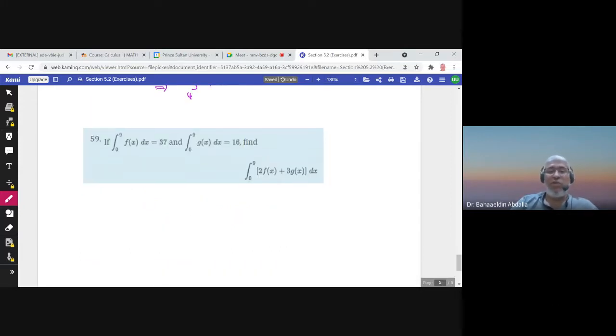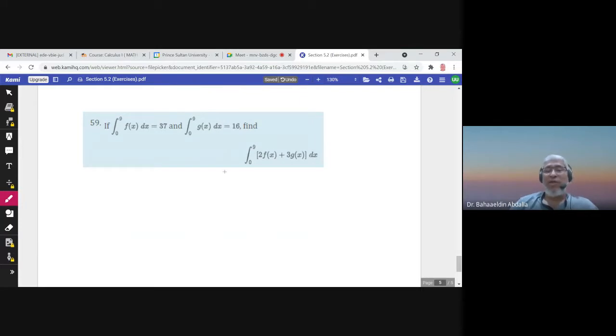Finally, the last question. How to find this integral from 0 to 9? Well, we know from the properties of the definite integral that I can write this integral as 2, I can take 2 outside, times the integral from 0 to 9 of f of x dx, plus I can take 3 outside. I can distribute the integral because I have plus. So 3 times the integral from 0 to 9 of g of x dx.